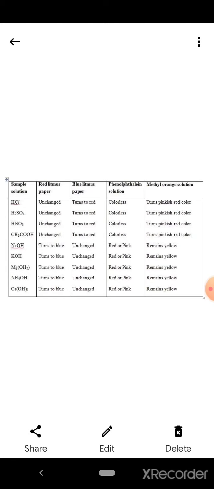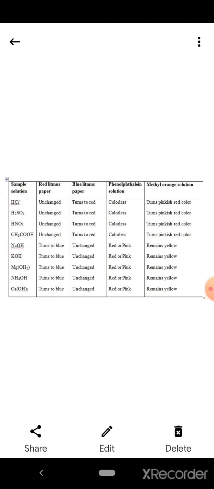Now we have to see the change in color that is observed with red litmus, blue litmus, phenolphthalein and methyl orange indicator, and note the observations in a table. You have to draw this table in your notebook in order to know which paper turns to which color, and to know the chemical formula of the solutions and their effects with the indicators.